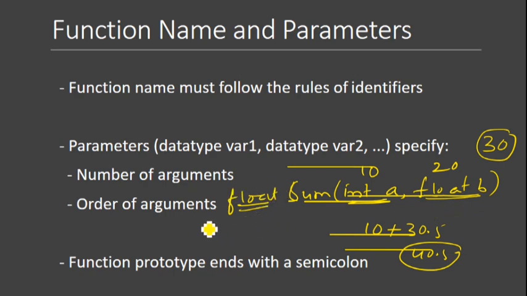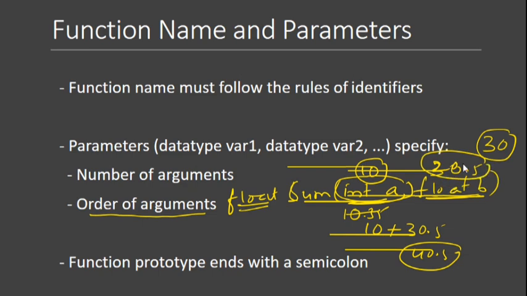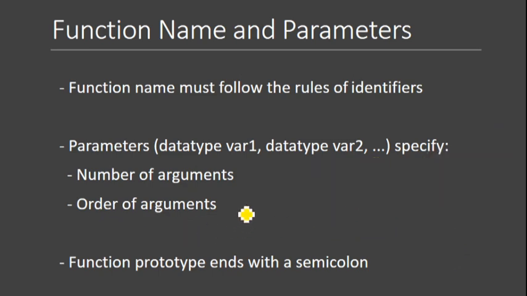Clear now? So what is the meaning of order of arguments? First I mentioned integer here, then I should give 10 only. I should not give 10.35 like that, because the first argument is an integer, I need to pass an integer value only. After that comes the float, so first integer followed by float. Then I should give here 30.5, any floating point value. So this is about order of arguments. Next, the function prototype ends with a semicolon, that we know already.